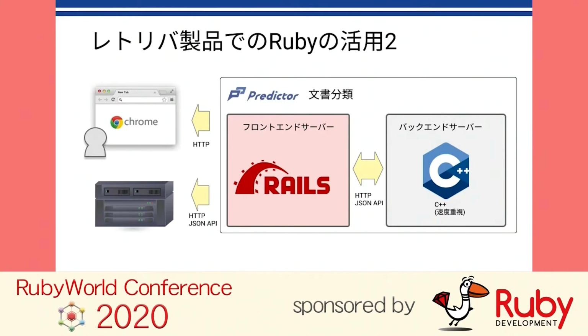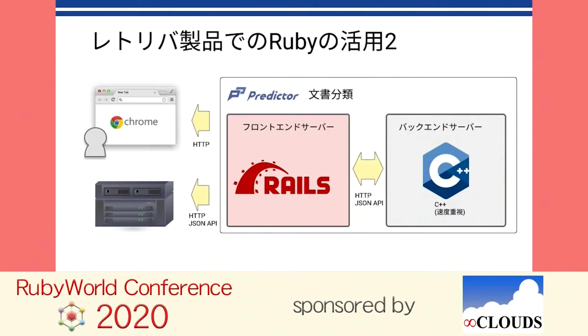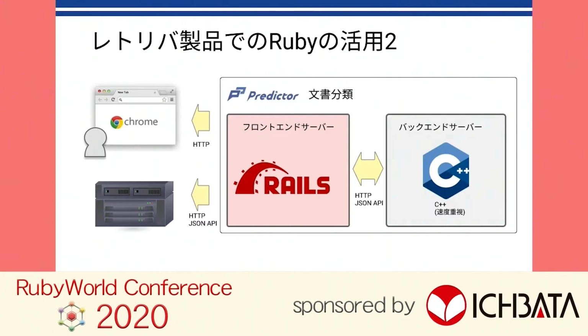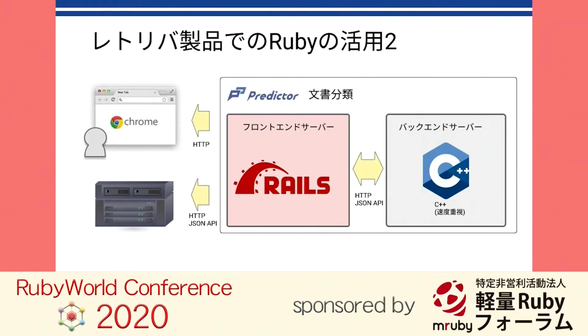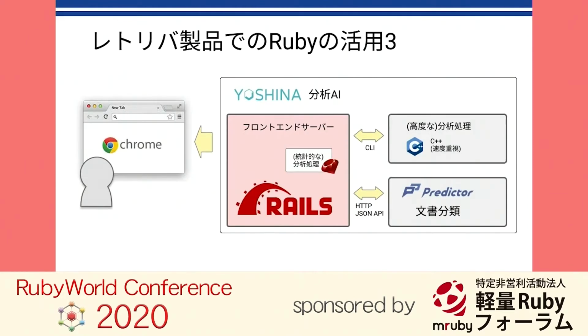those without any priority on speed, but that are easy to develop, Rails is used as a front-end server. And so we separated between speed and ease of development. Therefore, C++ for velocity, and Ruby on Rails for ease of development and to improve productivity. That's why we use Ruby.